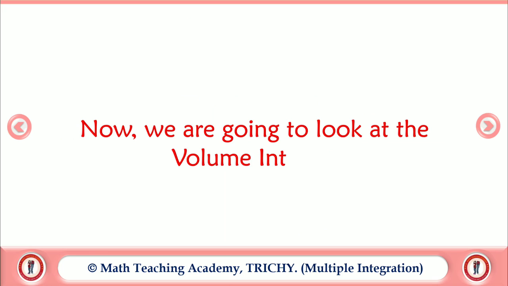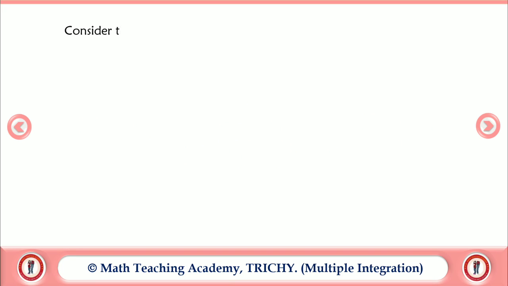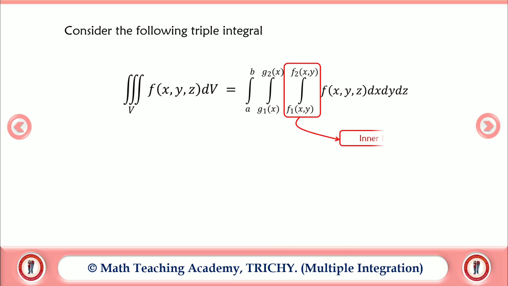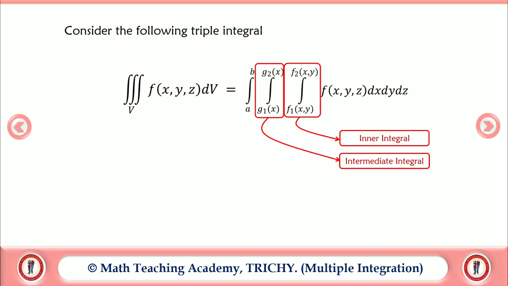Now we are going to look at the volume integral. Consider the following triple integral. Triple integral over V of f of x comma y comma z dV is equal to integral over a to b, integral over g1 of x to g2 of x, integral over f1 of x comma y to f2 of x comma y, f of x comma y comma z dx dy dz. Here this is the inner integral, this is the intermediate integral, this is the outer integral.